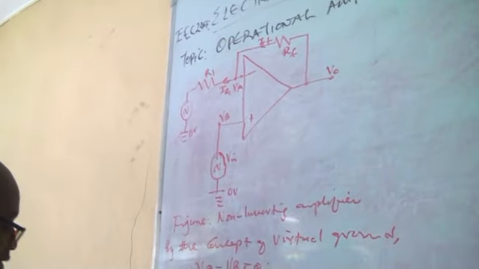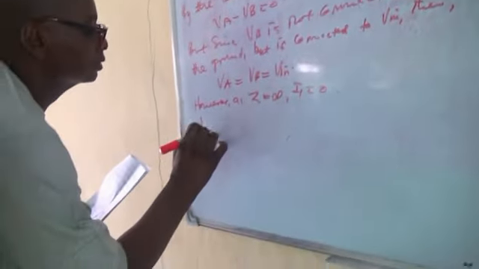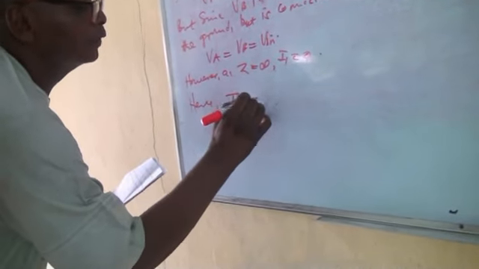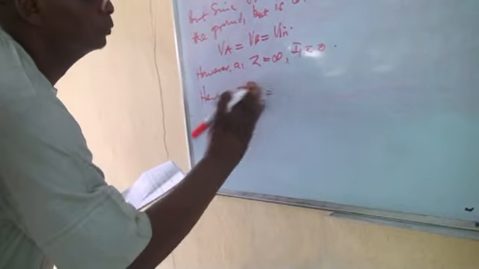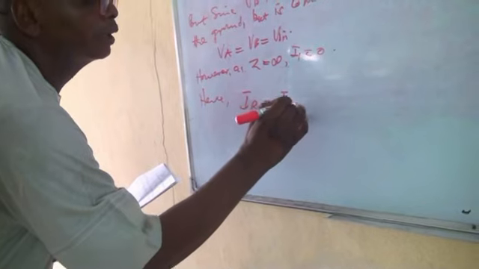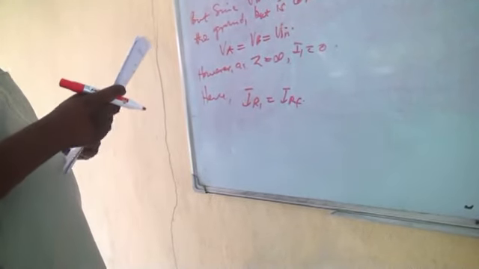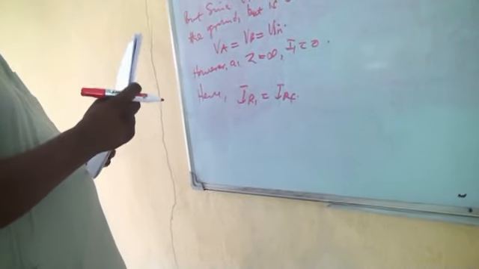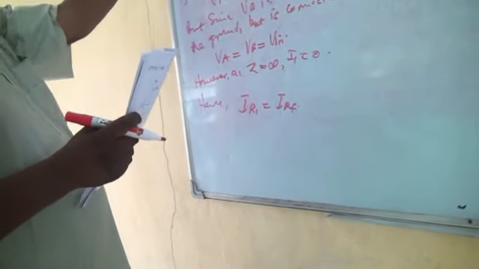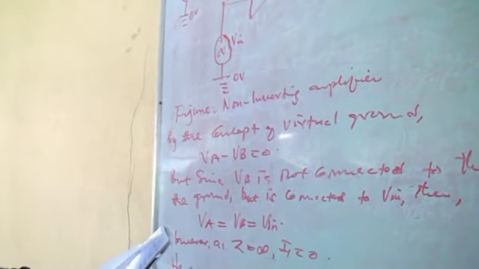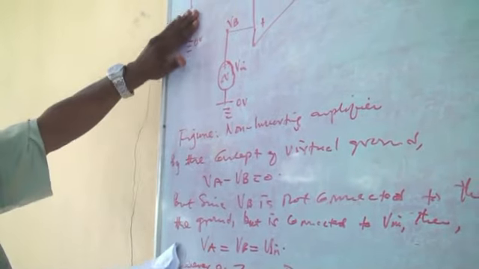Good. This is now, hence, IR1 equals IRF. What are we going to have here as our IR1? This will be V. This one is going to 0. Okay. No, nothing is connected here. Sorry.